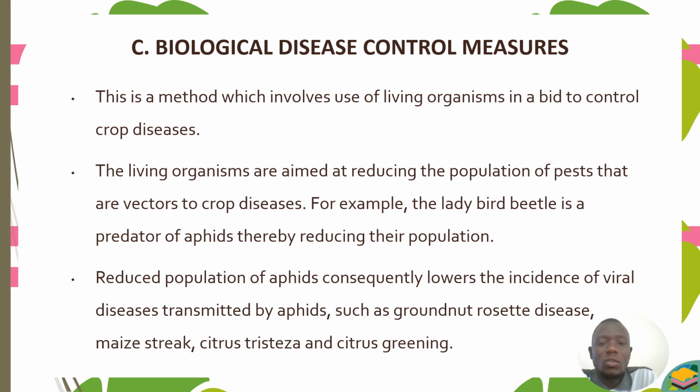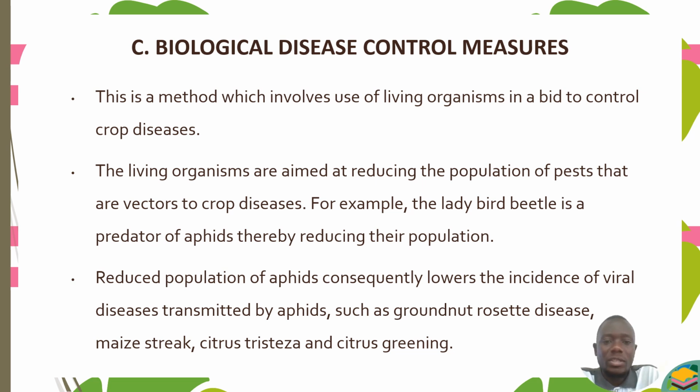Then let's look at biological control measures. This is the method which involves the use of living organisms in a bid to control crop diseases. You use living organisms to control the disease causing organisms. The living organisms are aimed at reducing the population of the pests that are vectors of crop diseases. For example, you can use ladybird beetle to control aphids, thereby reducing their population. Ladybird beetle can be introduced in the field to control the population of aphids.